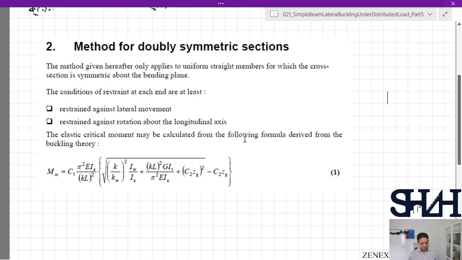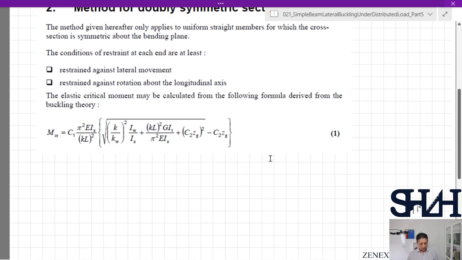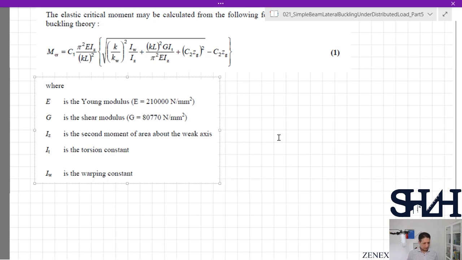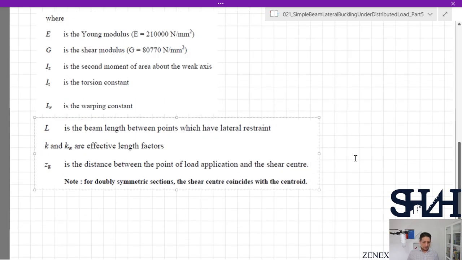The elastic critical moment may be calculated from the following formula derived from the buckling theory. So here is the given equation that we can use. In this equation, we have different parameters. E is the Young modulus, 210 gigapascal. G is the shear modulus, 80 gigapascal. Iz is the second moment of area about the weak axis. It is the torsional constant. Iw is the warping constant. L is the beam length between points which have lateral restraint. K and Kw are effective length factors. Zg is the distance between the point of load application and the shear center. For doubly symmetric sections, the shear center coincides with the centroid.